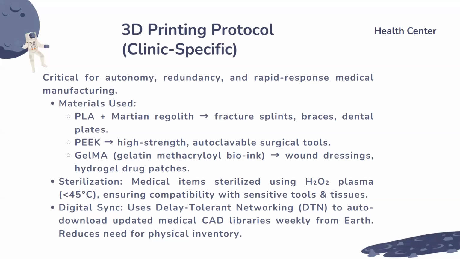These prints are also formed around body temperature, 37 degrees, and they are seeded with therapeutic agents or even small cell cultures whenever possible. This has been tested in microgravity aboard the ISS by Redwire Space, and it had a promising result for long-term tissue engineering in orbit.